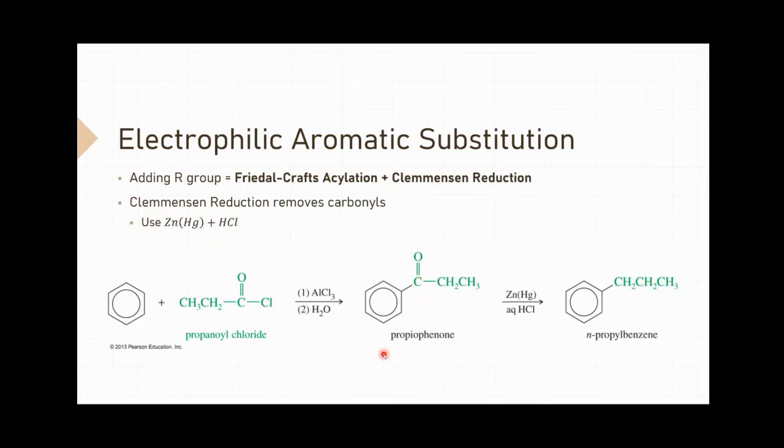If I want to add an R group, but I don't want a carbonyl, I would do the Friedel-Crafts acylation and then finish it off with Clemmensen reduction, which is zinc mercury with HCl.